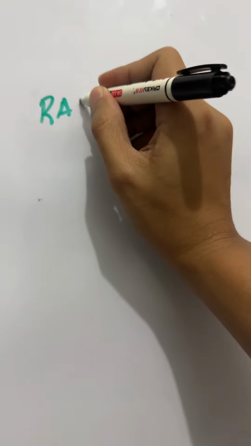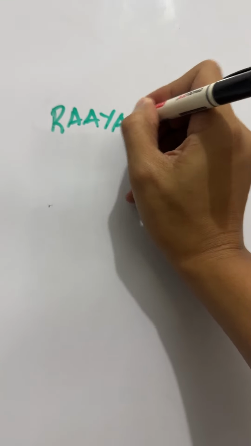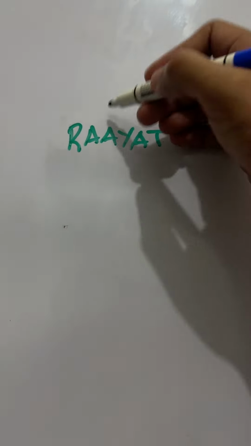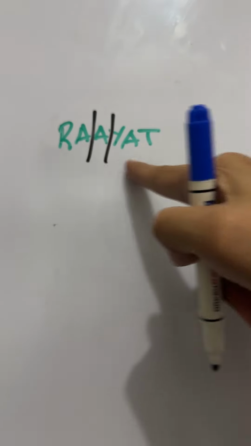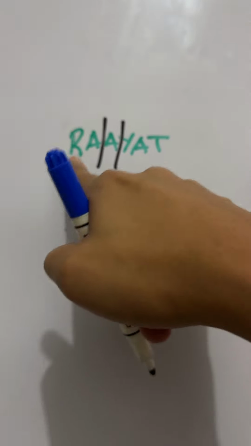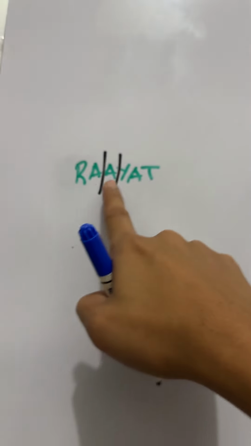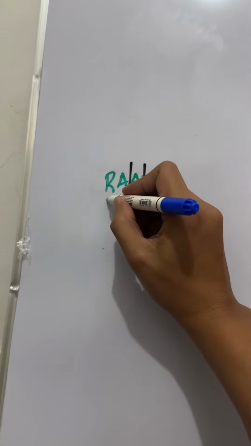Next, we have RAAYAT. Okay, RAAYAT means community. Now we have a double vowel, so we divide this by syllables. So we have ra, a, and yat. So there are 3 syllables. So we have how many consonants? 1, 2, 3. So let's add them.